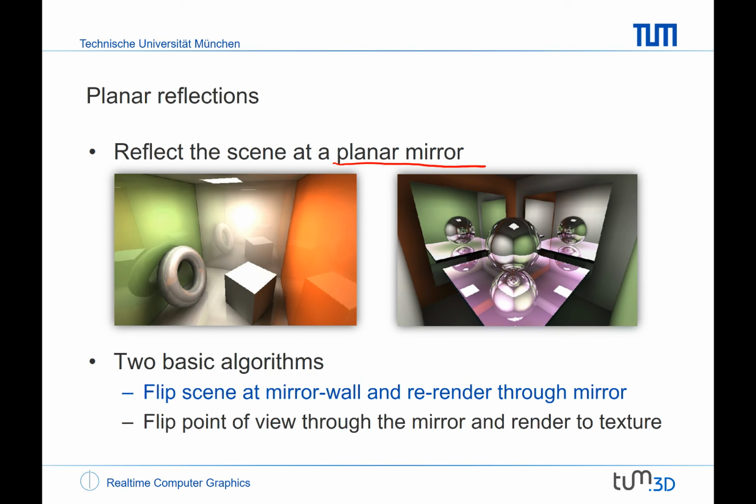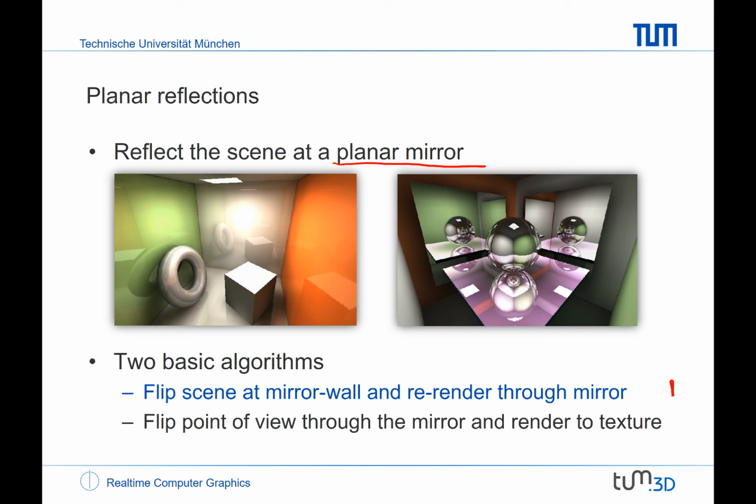There are essentially two basic algorithms for simulating reflections at a planar mirror. The first one, which we are going to address in more detail in this lecture, is that we can just flip the scene at the mirror wall or the mirror plane and then re-render through that mirror plane. We will see in detail how this looks.